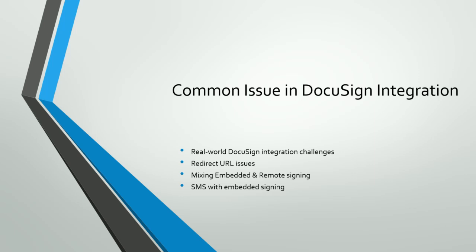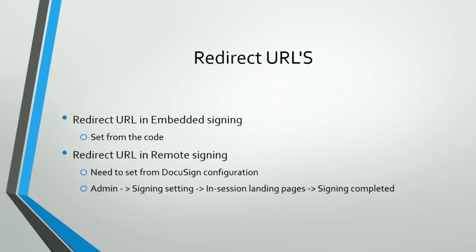So let's start. The first thing is redirect URLs. DocuSign mainly supports two sign-in experiences: embedded, meaning in-app sign-in, and remote, meaning through the SMS link or email. Each has different rules for where the signer lands after completion.